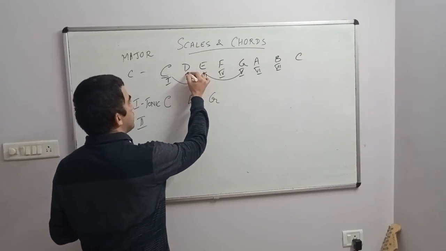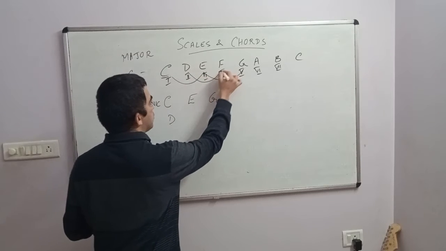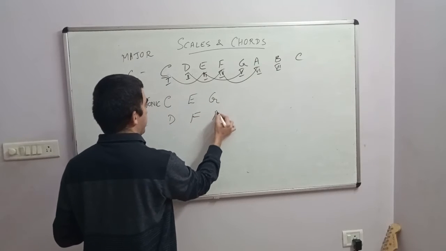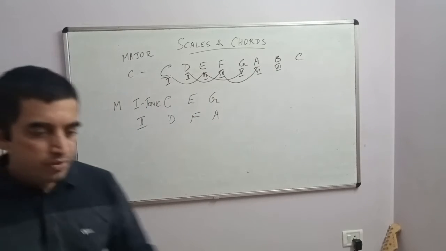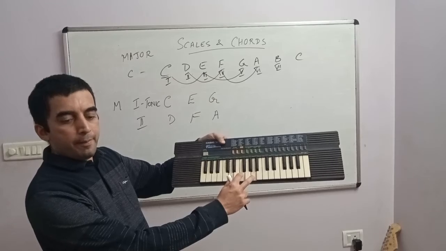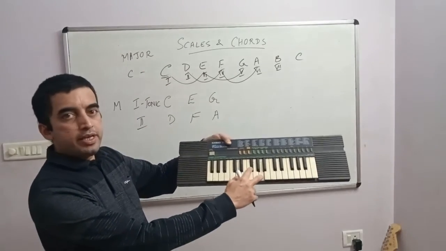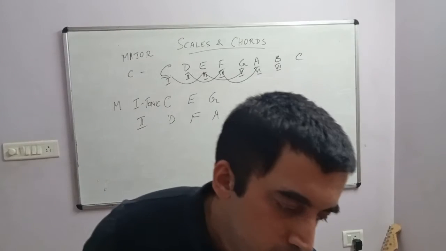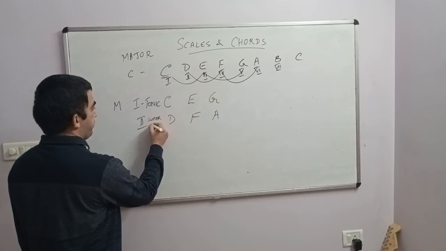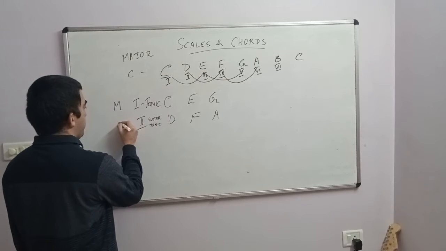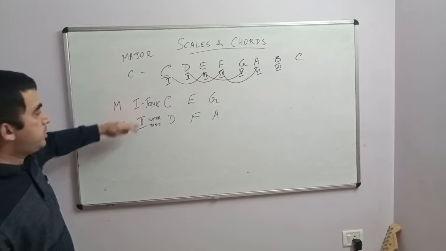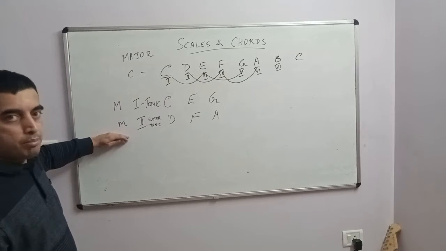Same concept. The second note is D. Skip a note, go to the next note. So D, F and A. So what is D, F and A? From our previous class, this will be D minor. If it was D major, it would have been D, F sharp and A. Correct? So the supertonic will be minor. So in a major scale, the first chord will be major, the second note chord will be minor.